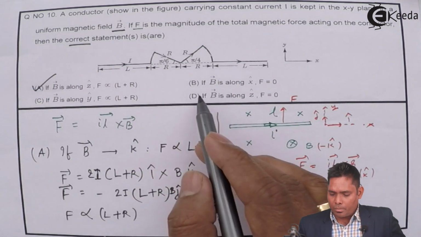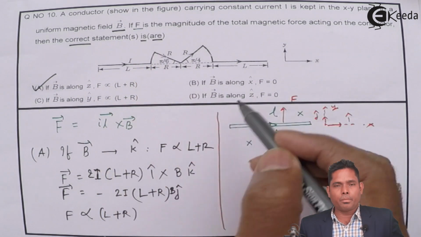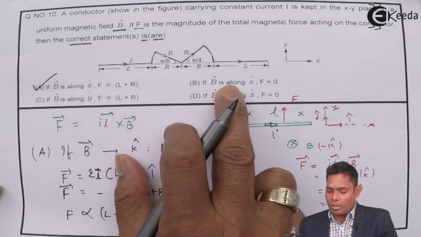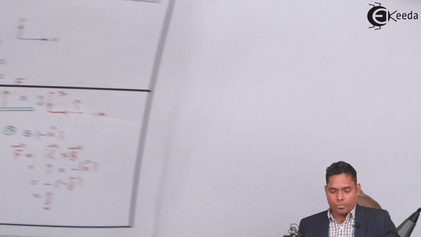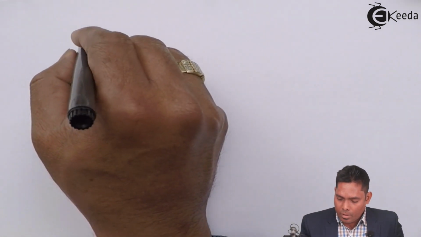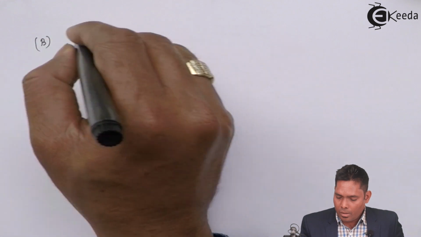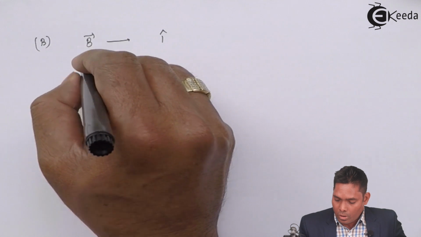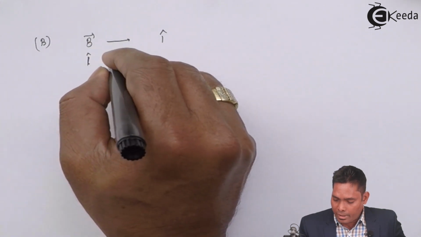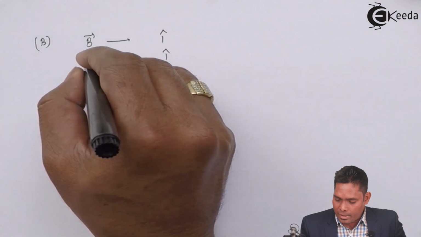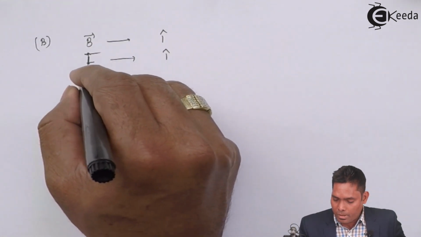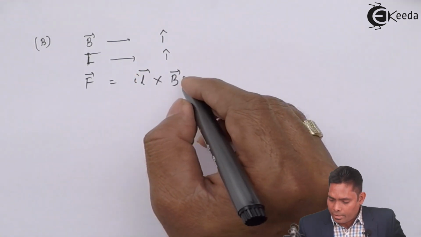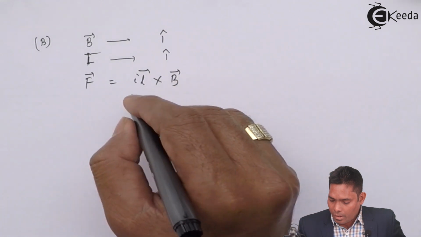You have to check all, because there may be more than one option correct, so you will check the second one. B is along the x-axis, F is 0. If this is option B, B is along the x-axis, which means it is in the I cap direction, the current is in the I cap direction, the force will be IL cross B.